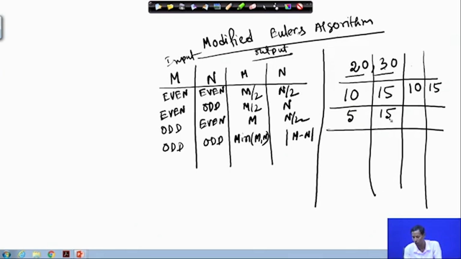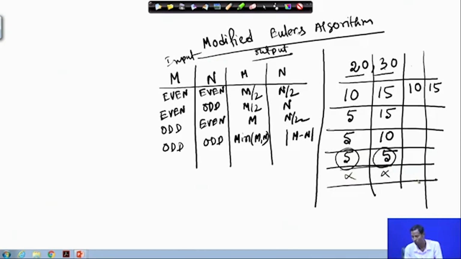Then both are odd, so this will be the minimum of m and n, and the mod of m minus n. Among m and n the minimum is 5 and the mod of m minus n is 10. Then again, this is odd and this is even, so that means 5 and 5. When both the numbers are same, at that time the computation will be over, and there will be no other computation.